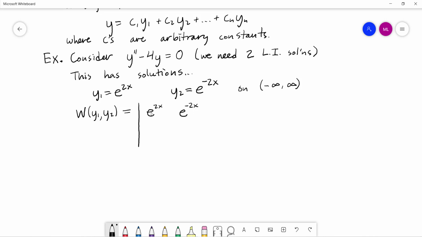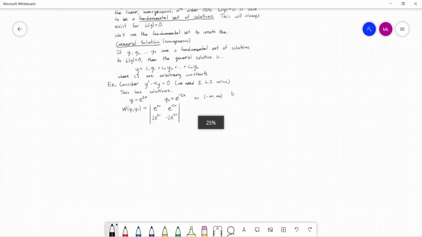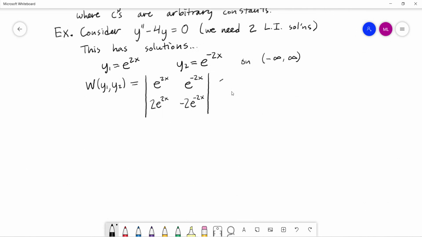Below them go each of their derivatives. So what's the derivative of e to the 2x? That's 2e to the 2x. What's the derivative of e to the negative 2x? That's negative 2e to the negative 2x. When we're computing a determinant, whoa, boy, we've written a lot on this one. Okay, so how do we compute this determinant? And again, if you've done a cross product before, it's the same idea. You'll be familiar with this notation.